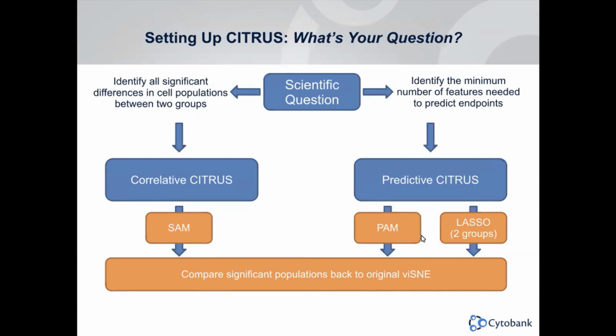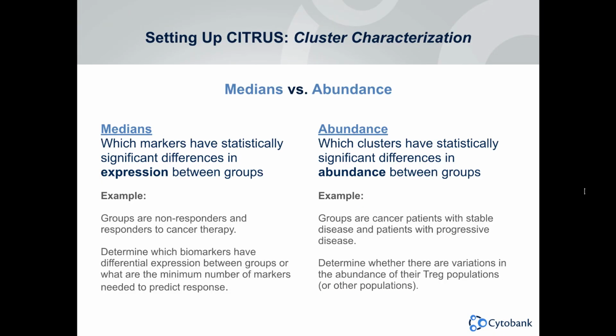So in Anna's talk later, she used both models. The predictive model was used to identify the minimum number of features necessary to predict HIV positive versus non-infected controls. The correlative model was used to identify all the clusters that are significantly different between those two groups with regard to differential inhibitory receptor expression. You'll hear more from her in a moment.